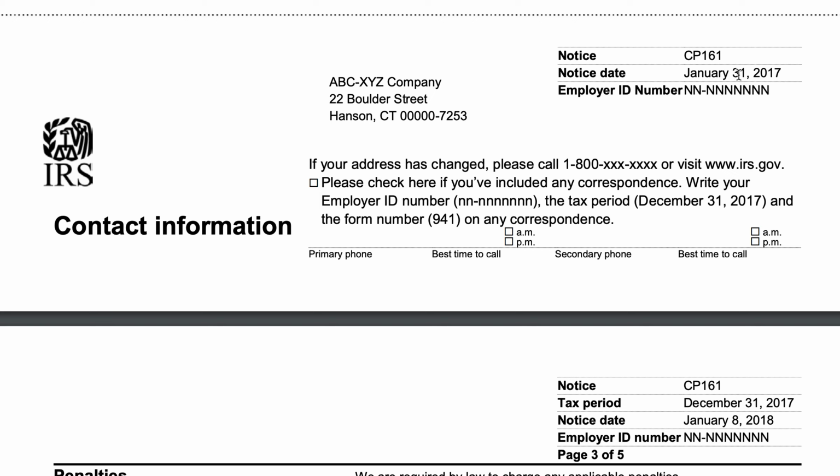I also noticed something interesting. This probably would not happen to your notice, but this is an example. Here the notice date is January 31st, 2017. Here it's January 8th. If I received a notice with this kind of a mistake, I would at least call to clarify the date of the notice, or I would automatically assume that the notice date is officially the earlier of the two. Now, you could contact the IRS to clear that up, and that would be a valid reason to do so.